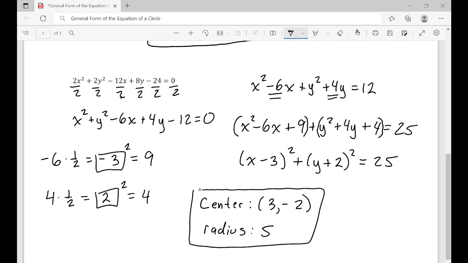So this is what you have to do. You have to do completing the square twice to be able to find the center and radius of a circle when it's given to you in the general form.